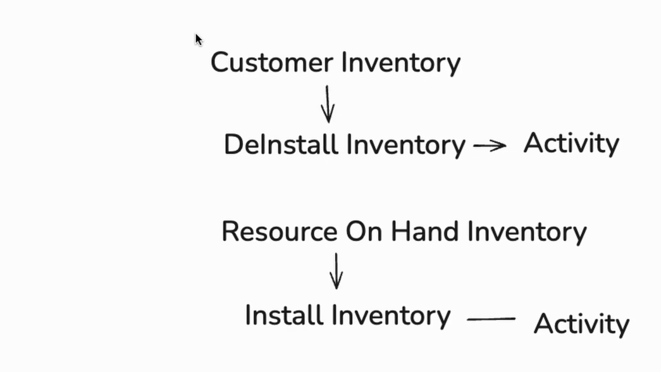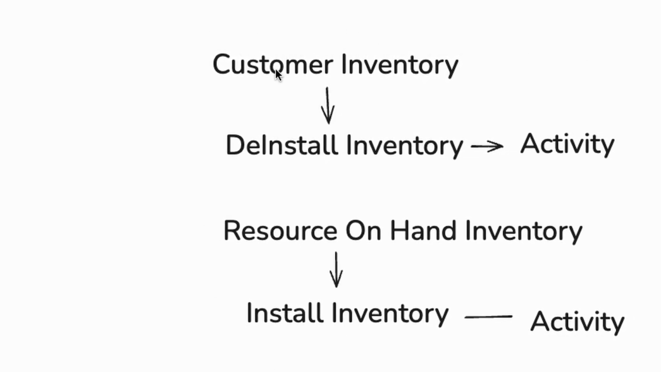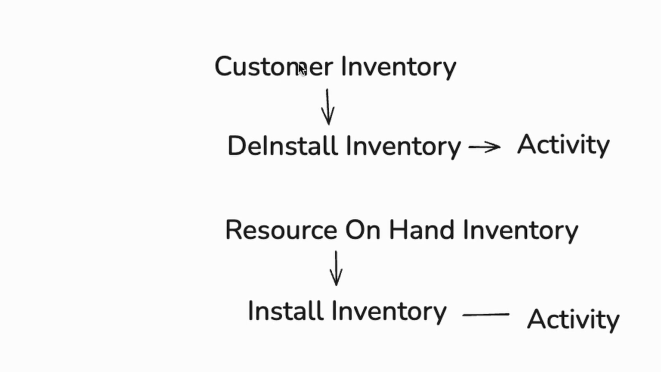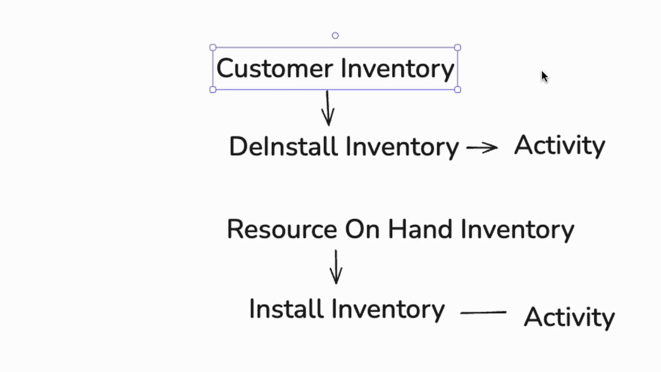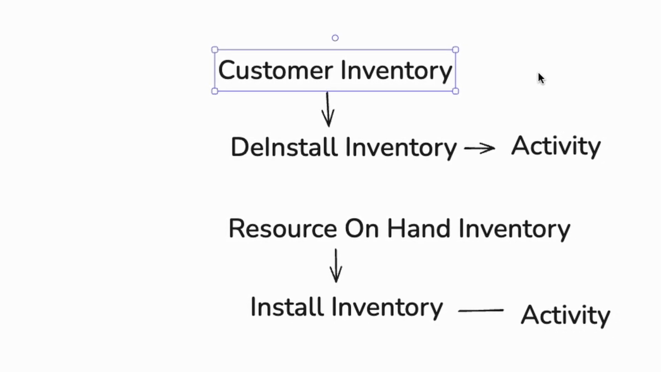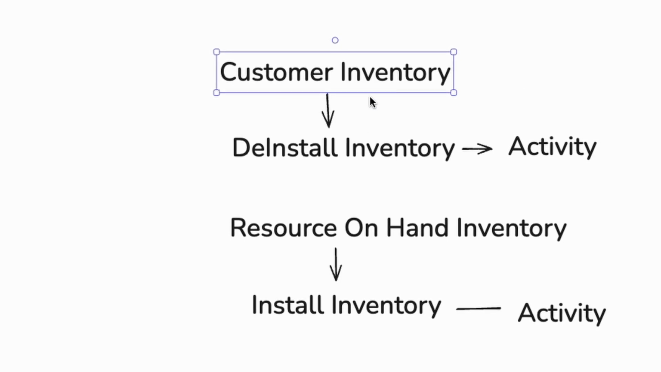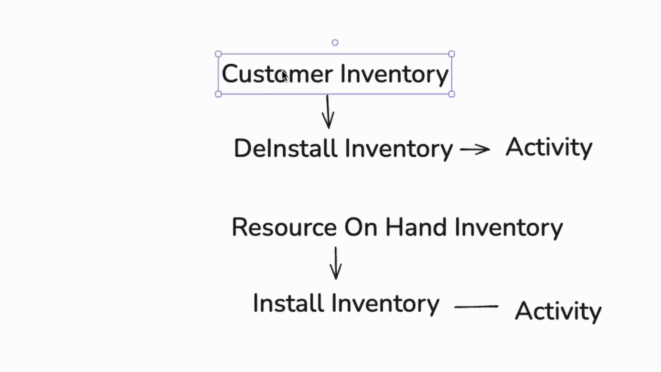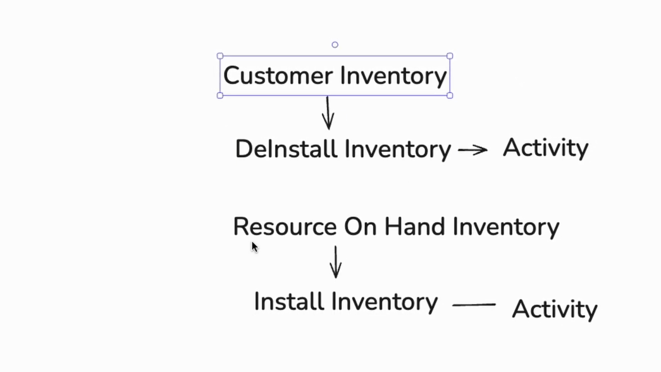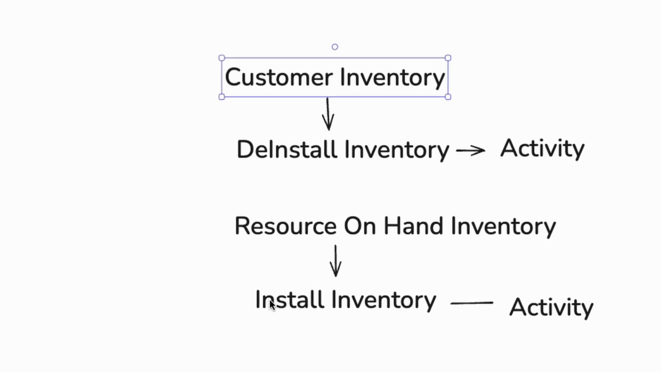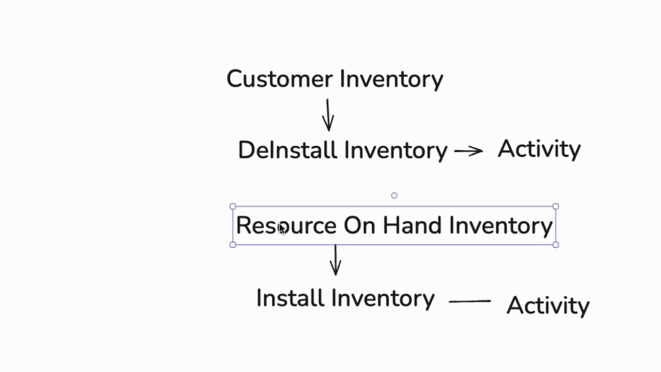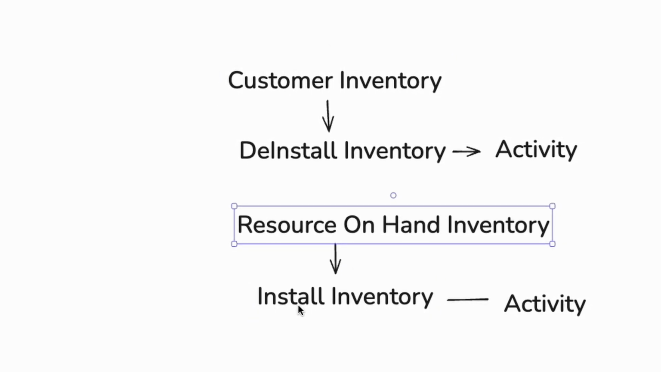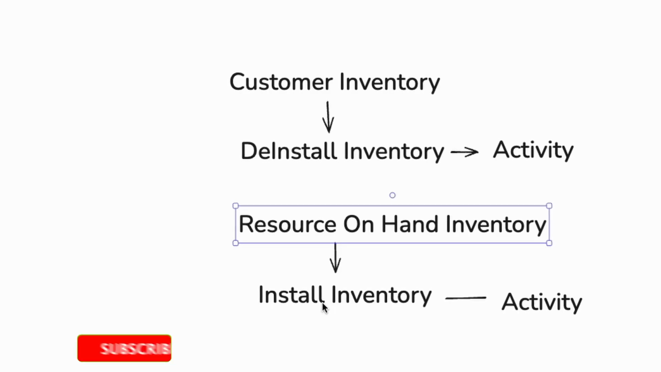There is a very important concept here. We can only deinstall customer inventory. Customer inventory will be at activity level at the customer site. We would be able to deinstall only customer inventory. Second, we would be able to install only resource on hand inventory. We cannot deinstall resource on hand inventory.